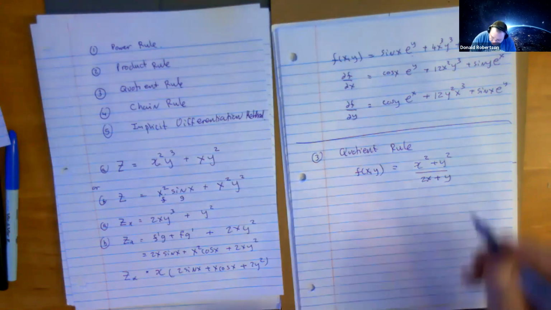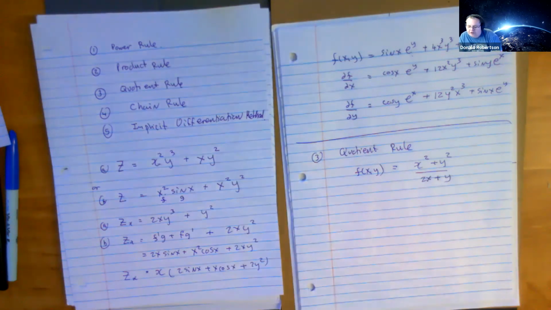Well, would you agree that this function is clearly a fraction and there's x's and y's in the top and bottom? So it doesn't really matter which one I go for, x or y. In this case, wouldn't both of them be quotient rules?